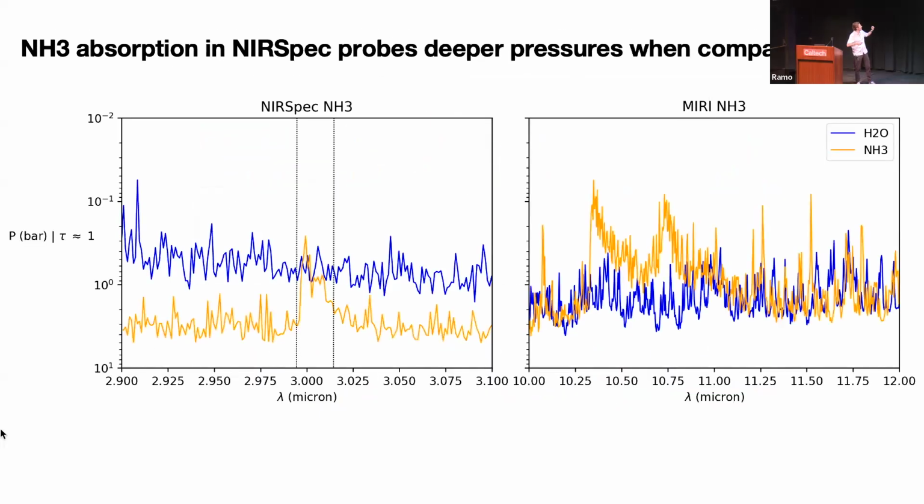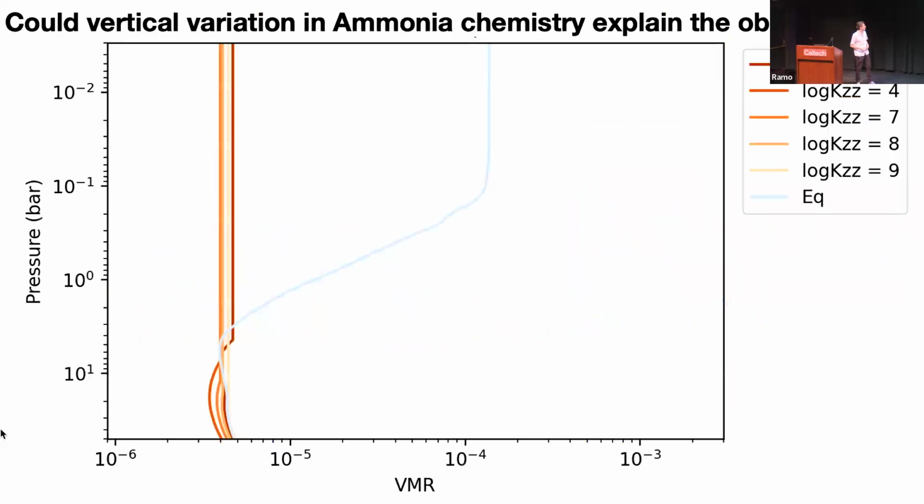If we look at the molecular contribution function for, on the left, the NIRSpec wavelengths, and on the right, the MIRI wavelengths, we can see that the altitudes that are probed in these 2 different channels are somewhat different. The NIRSpec wavelengths are probing deeper, around a bar, while MIRI is probing higher altitudes, around 1/10 of a bar. And so there's this question that I have, which is not a conclusion, but more of a working hypothesis.